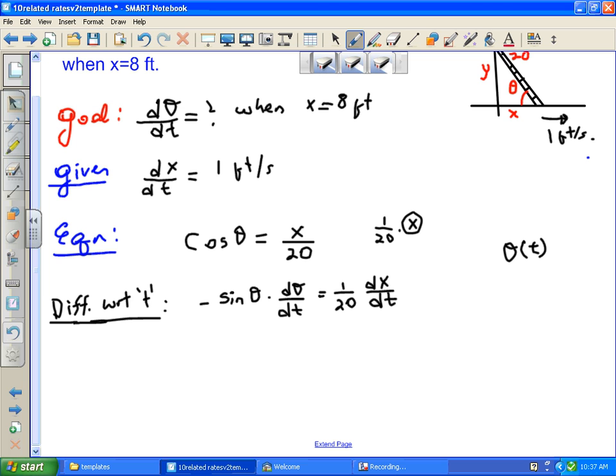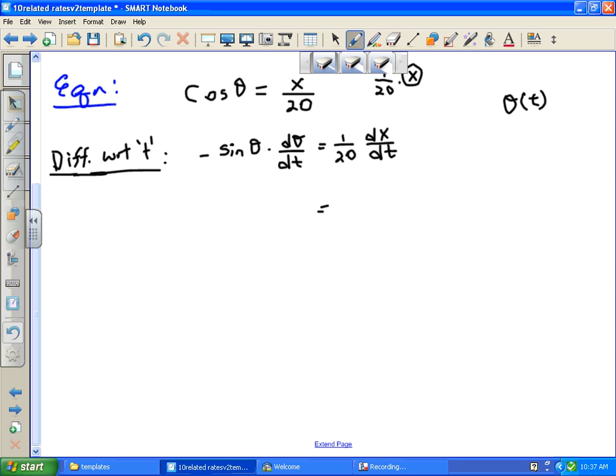Now we need to find dx over dt, which of course is given. That's no problem. So this is 1 over 20. Dx over dt was 1, so I might as well put it in there. D theta dt is a good variable to have in your equation because we're looking for that. The only thing we need to know right now is sine of theta. And let me not forget the negative.